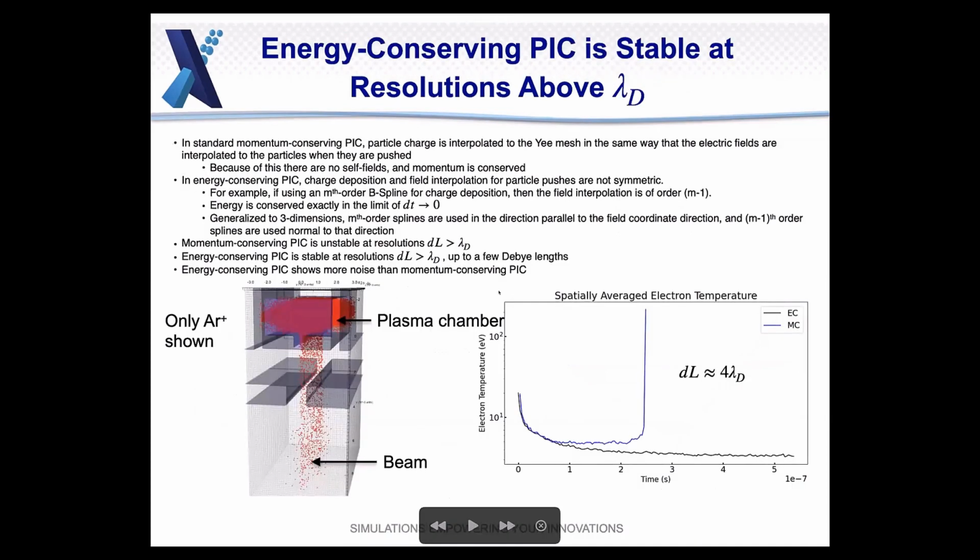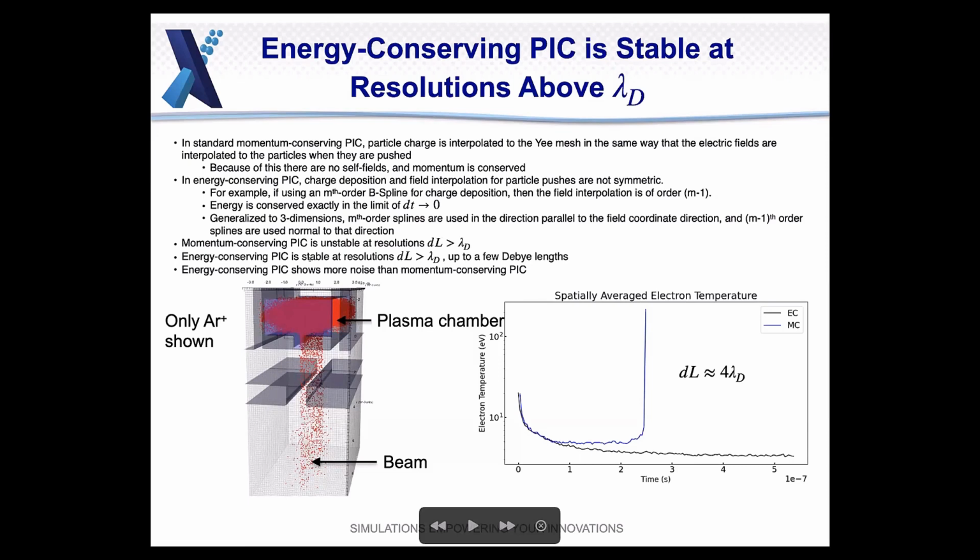Okay. Energy conserving PIC. So this is also Daniel Main's work. Standard PIC is momentum conserving. The particle charge interpolation to the mesh and the particle pushes are symmetric, so there are no self fields. A particle does not feel a field from itself, and so momentum is conserved. In energy conserving PIC, this is not the case, but it's done in a way where you're reducing the order of your splines when you're doing the interpolation back to the particles. Because of this, it's called energy conserving. It's exactly conserving in the limit of dt going to 0.